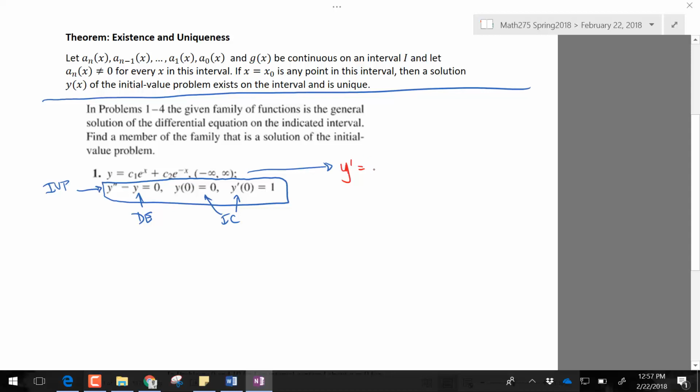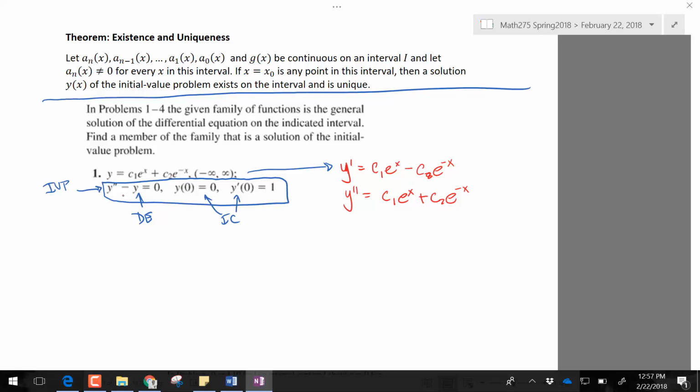So we need the derivative. The derivative of e to the x is e to the x, and the derivative of e to the negative x is negative e to the negative x. So we want to get to our second derivative, and we want to put that into our equation.